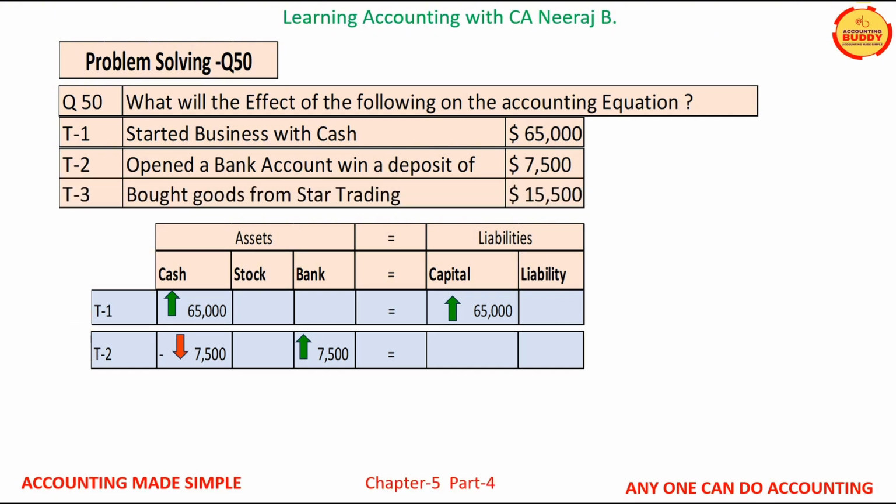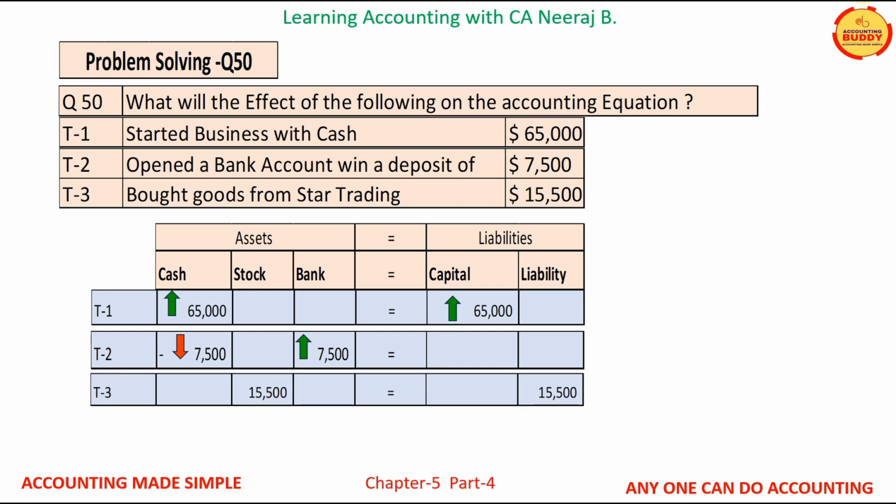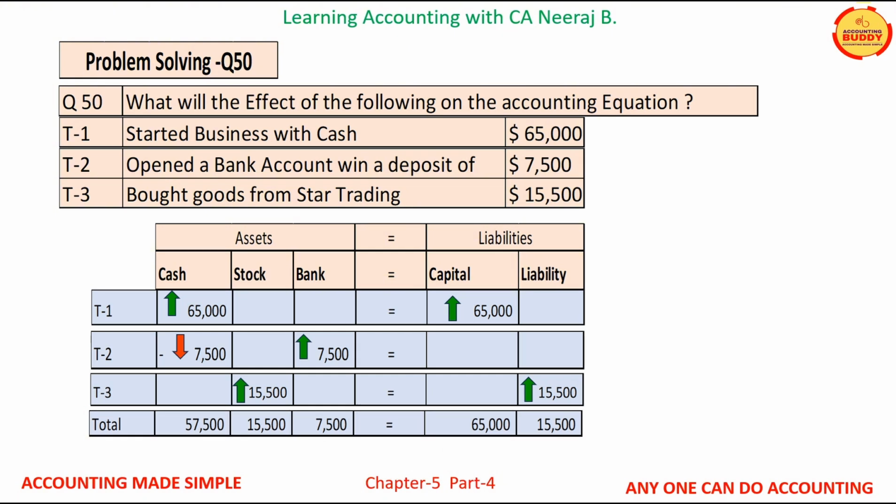The T3 transaction on your screens is, goods worth $15,500 are bought from the start trading. The value of stock will increase by $15,500, and since the goods are bought on credit, the creditors, that is the liability, will also increase. Post these three transactions, the accounting equation balance will be as shown on your screens.